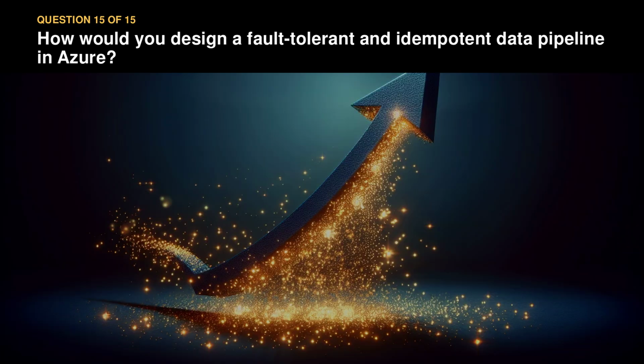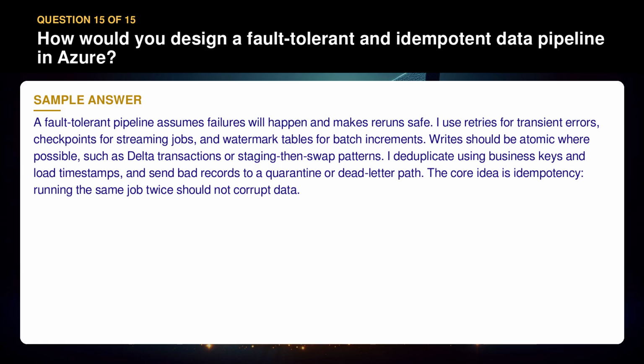Question 15. How would you design a fault-tolerant and idempotent data pipeline in Azure? A fault-tolerant pipeline assumes failures will happen and makes reruns safe. I use retries for transient errors, checkpoints for streaming jobs, and watermark tables for batch increments.